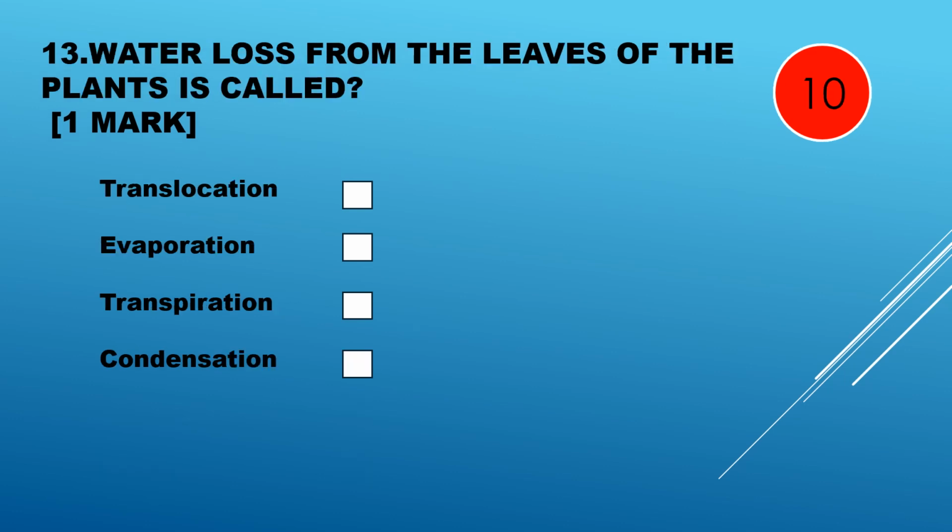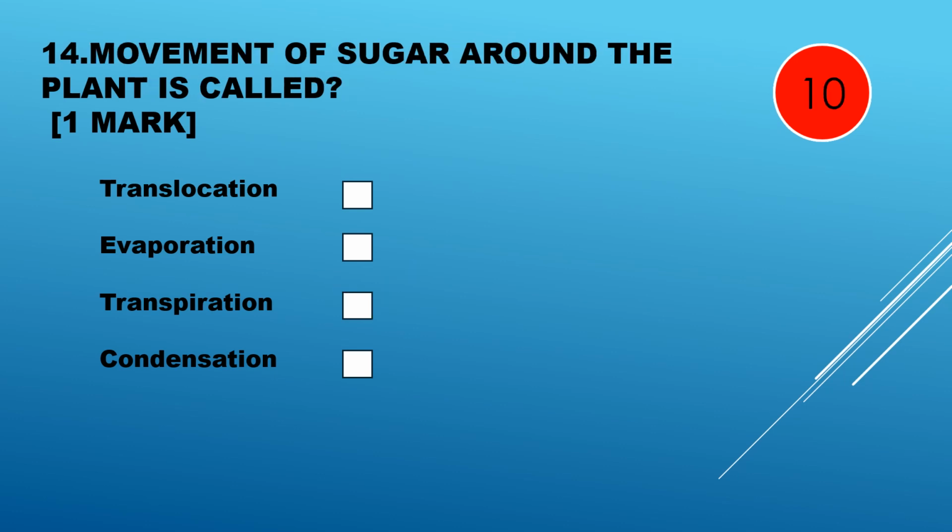Question 13. Water loss from leaves of the plant is called translocation, evaporation, transpiration, or condensation. Water loss from leaves is transpiration. Question 14. Movement of sugar around the plant is called translocation, evaporation, transpiration, or condensation. Movement of sugar is called translocation.